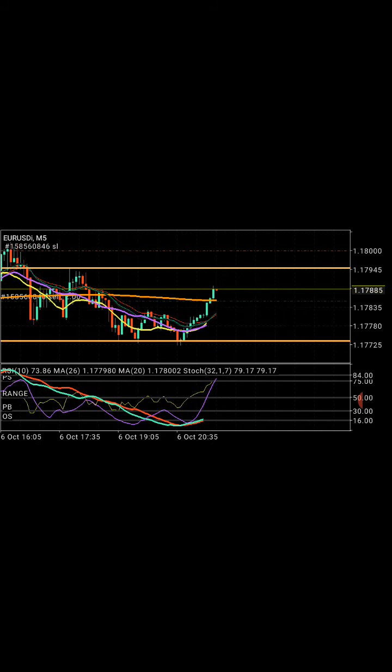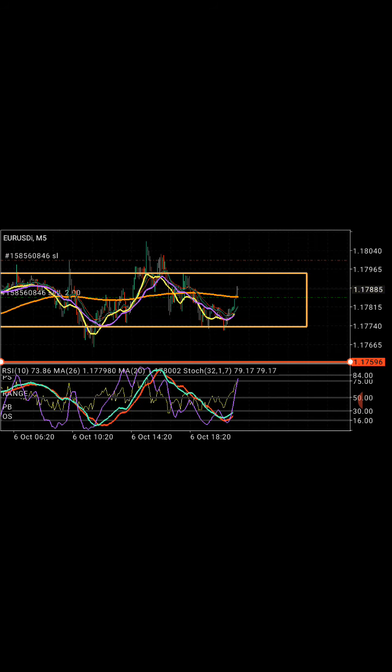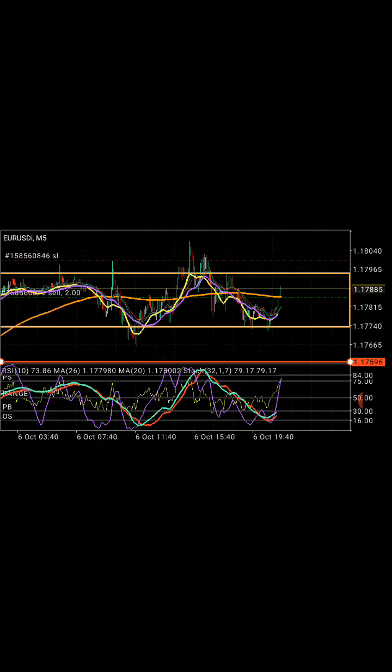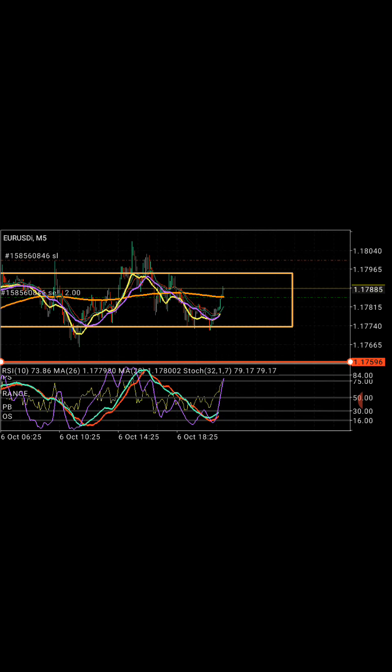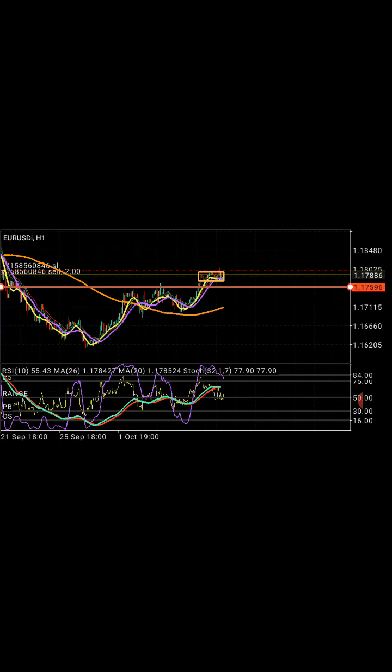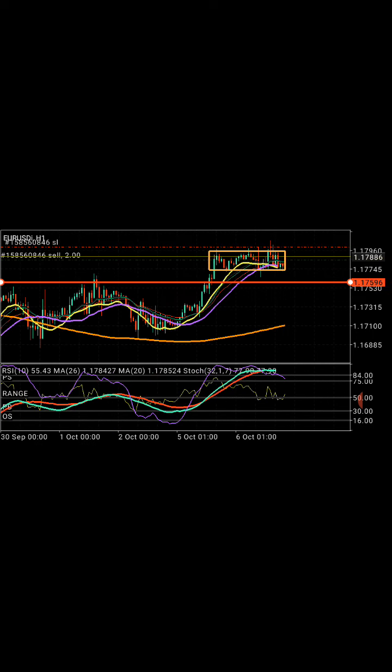I'll probably take some profits. Excuse me. Probably take some profits. Who knows? But like I said, I'm waiting to see if it comes to that line. It can come to that line, and that'd be great. All right, let's go to the H1 and see what's going on in the H1 time frame.